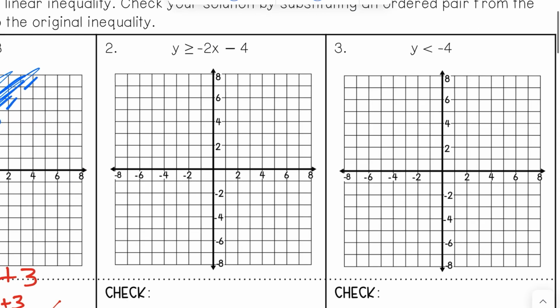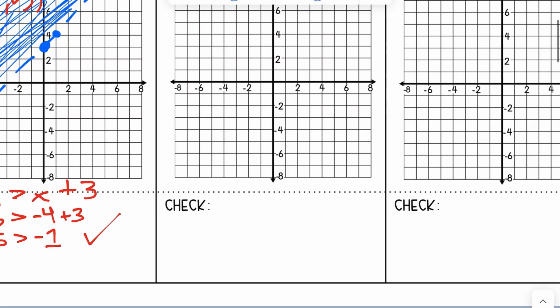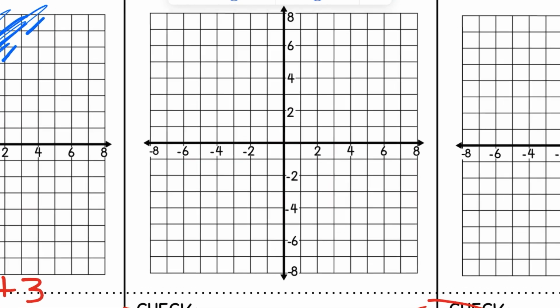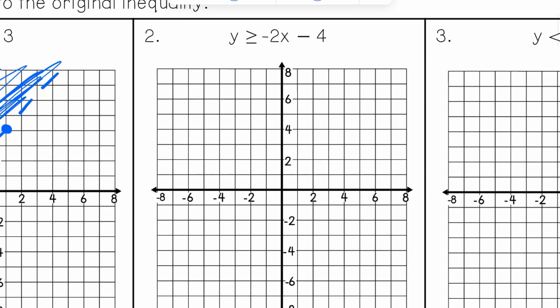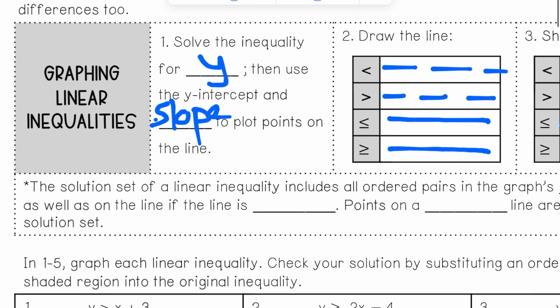Good job. Okay. Now, I am going to skip checking on the next two just for the sake of time. You can if you want, but you don't have to. Now, for number 2, I have y is greater than or equal to -2x minus 4. Again, let me look at my steps. It says solve the inequality for y, but they've already done that, so I don't have to do that here.